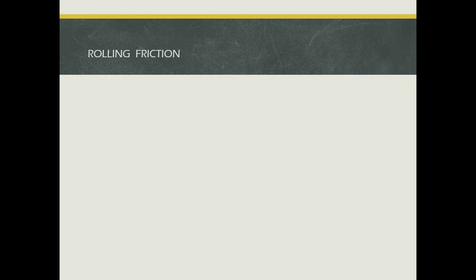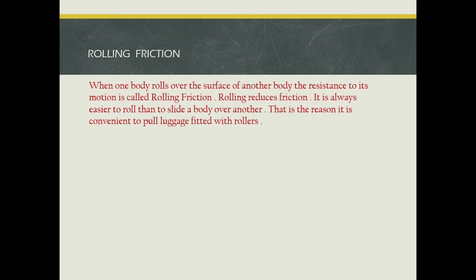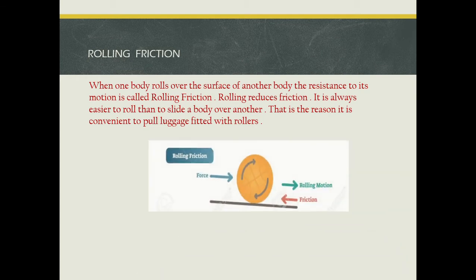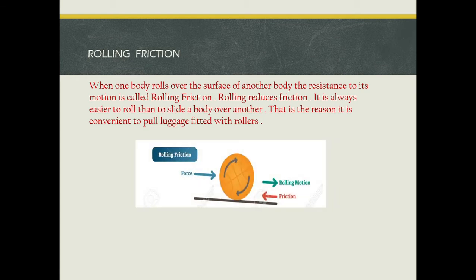Now next, coming to rolling friction. Rolling friction comes into the picture when an object tries to roll. When one body rolls over the surface of another body, the resistance to this motion is called rolling friction, and rolling actually reduces friction. It is always easier to roll than to slide a body over another. This is the reason it is convenient to pull luggage fitted with rollers. Nowadays, even refrigerators, washing machines, luggage bags, and trolleys in supermarkets are fitted with wheels.